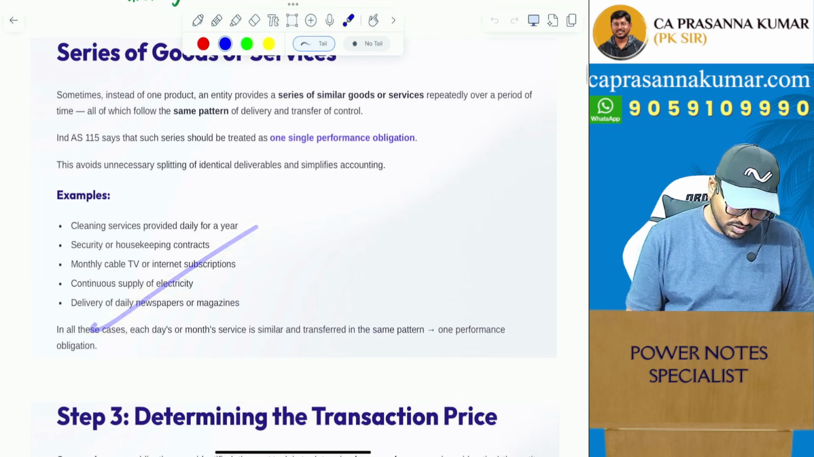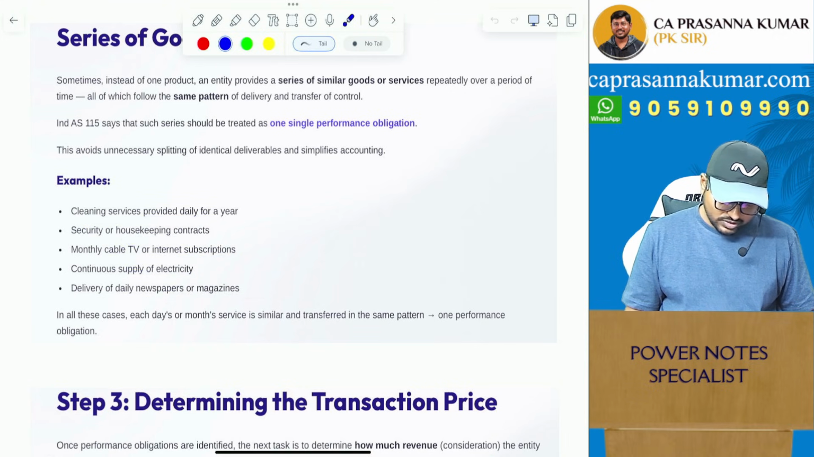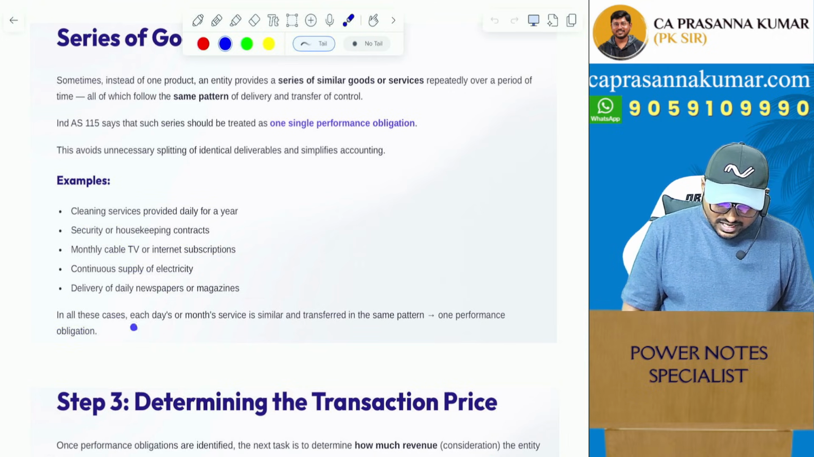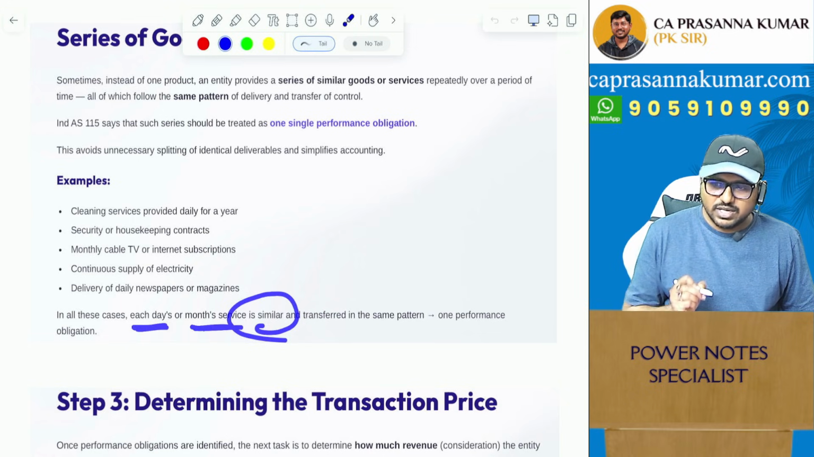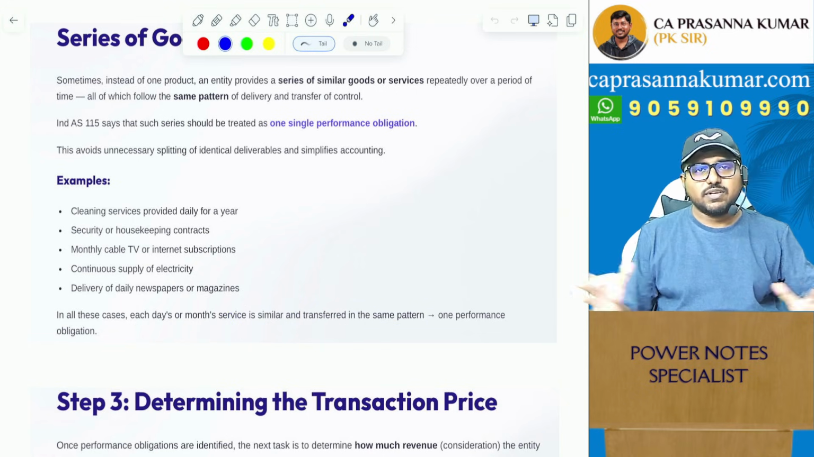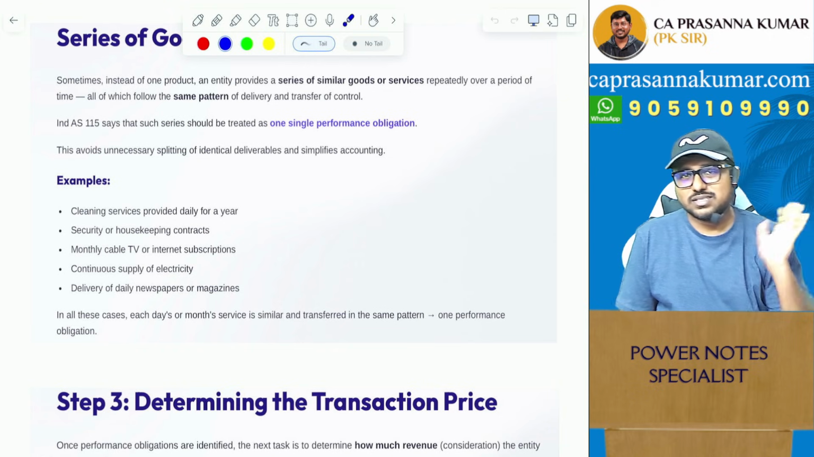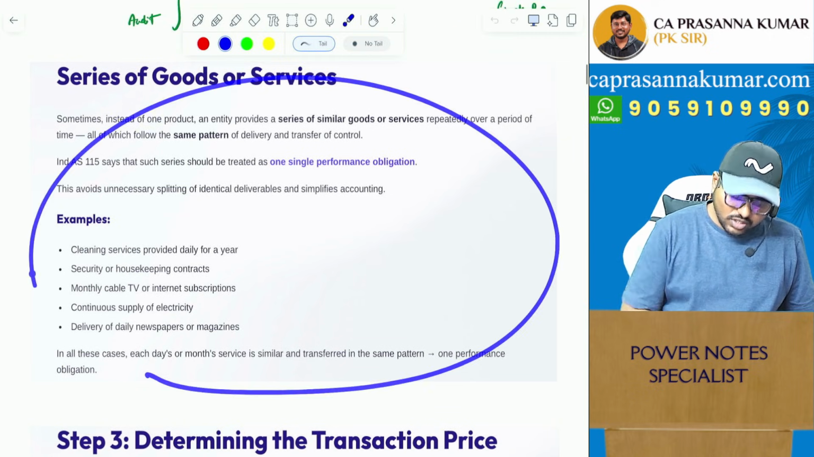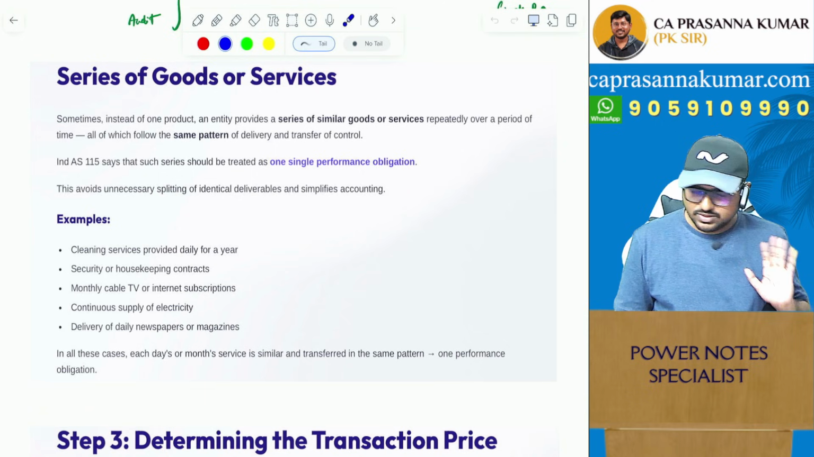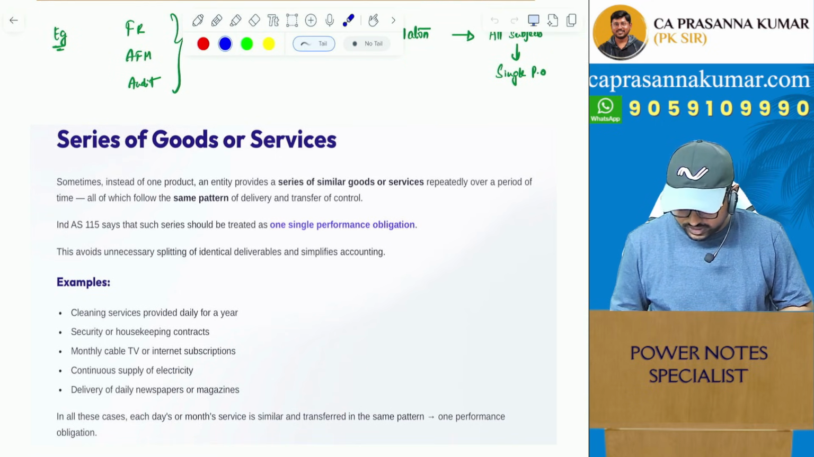Lots of examples are there. Subscriptions, housekeeping, cleaning services, electricity supply, newspaper services, and all those things. In all these cases, each day's or month's service is similar and transferred in the same pattern. Therefore, all put together for the entire year, we call it as one single PO. Every day, you will not call it as a separate PO. It doesn't make any sense. Got the point? Yes. Chalo, with this, we are done with step 2. So, the summary of step 2 is very simple.